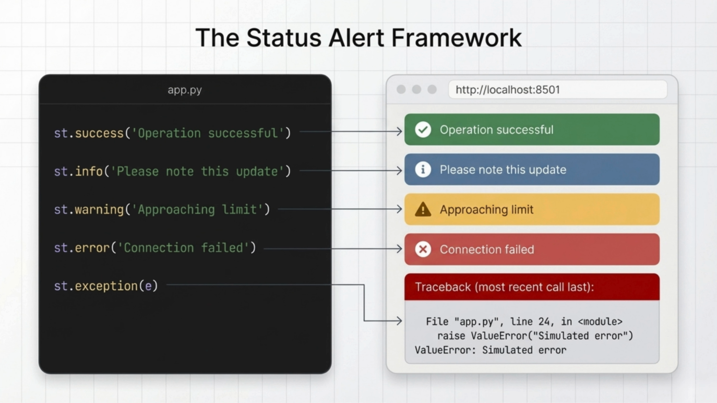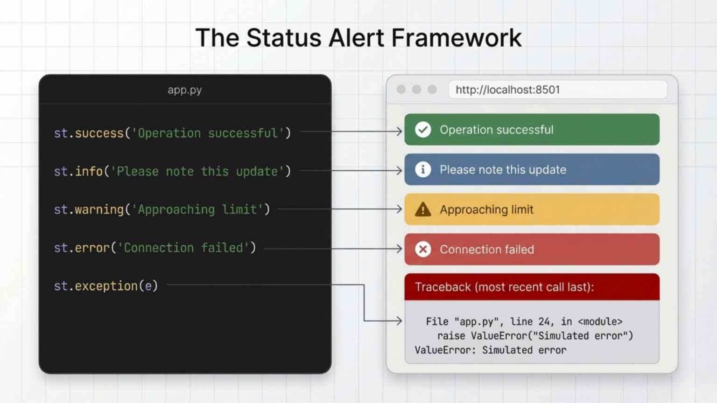The status alert framework. Here, let's demonstrate how Streamlit communicates system status to users using alerts. The st.success function displays a green message indicating successful operations. st.info provides informational updates in a neutral blue tone.